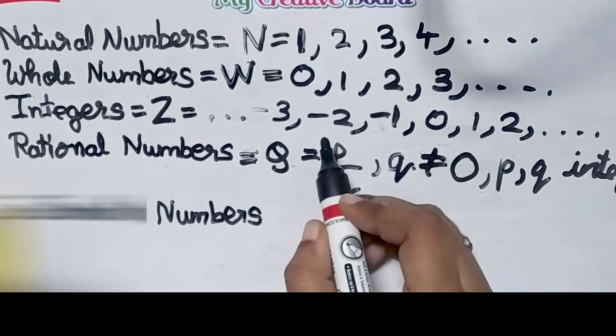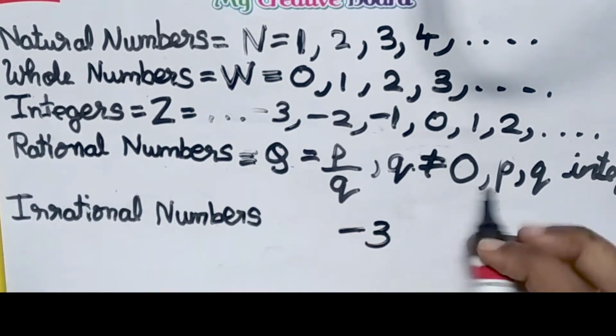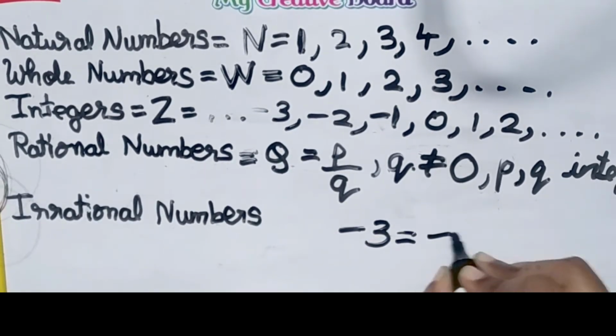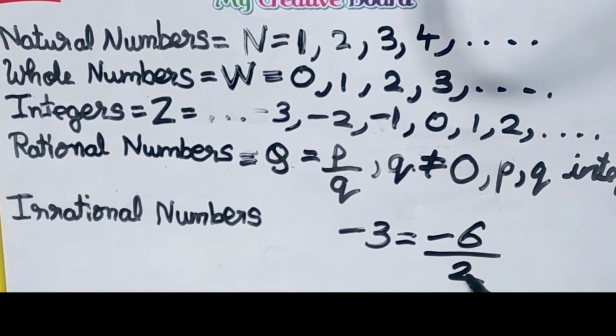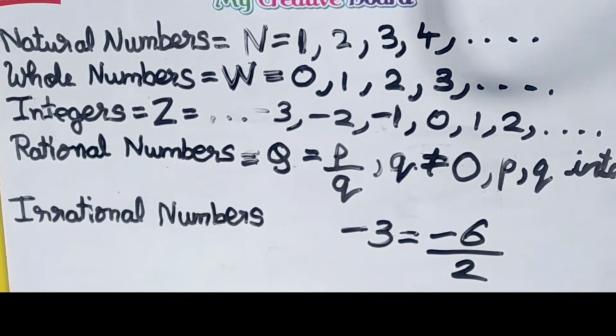Now see this minus 3. Minus 3 is an integer. Minus 3 we can write as minus 6 upon 2. Minus 6 upon 2 is what? Minus 3. So we have written minus 3 in p by q form. Here p is minus 6 and q is 2, and q is not 0. So this minus 3 is also a rational number. So all integers are rational numbers.